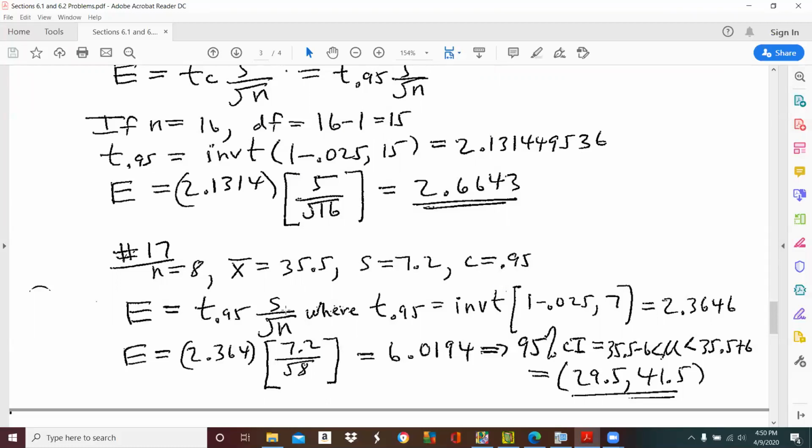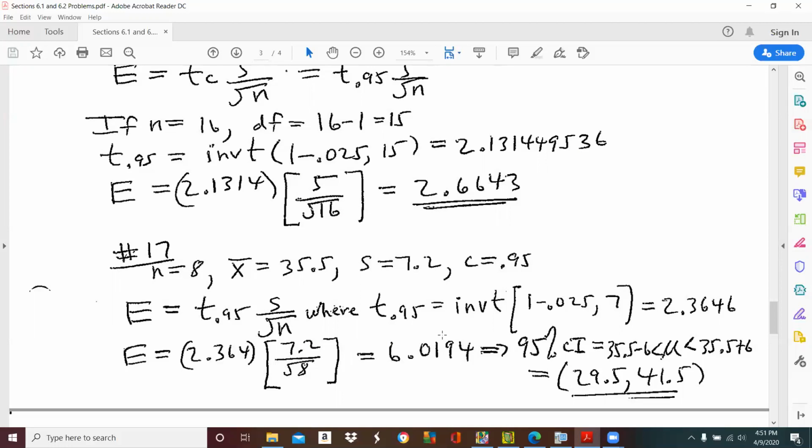Now, how do we figure out our critical value? It's inverse T, 95%, 1 minus 0.025. The sample size is 8 in this case, so the degrees of freedom is 7. And we get 2.3646 as our critical value. We plug that in for critical value in our margin of error formula. S is given to you as 7.2. Sample size is 8, so it's divided by the square root of 8. And our margin of error is 6.0194. We round it to 4 decimal places.